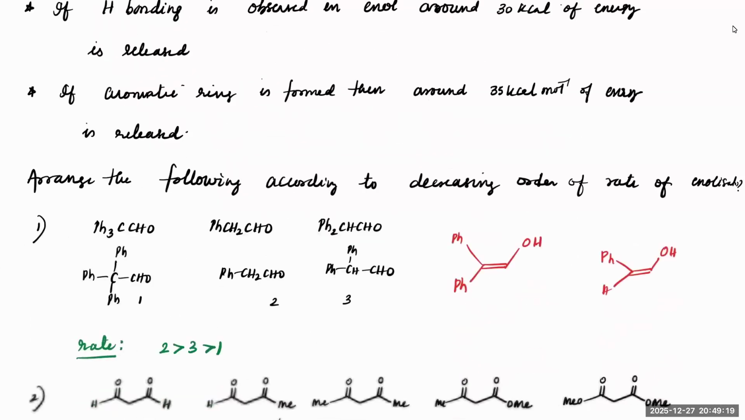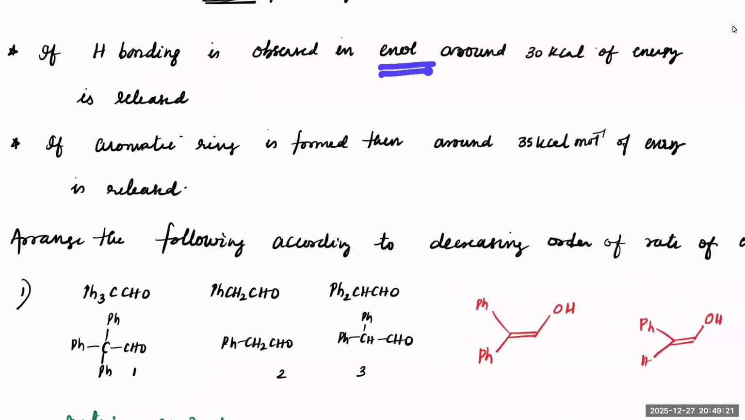You notice this, suppose I get an enol compound and in the enol there is a hydrogen bonding developed. A hydrogen bonding will release an energy of approximately 30 kilocalories, which means it is a sufficient amount of energy which is required for ketones to convert into enol. Similarly, an aromatic ring formation in the enol can release an energy of 35 kilocalories.